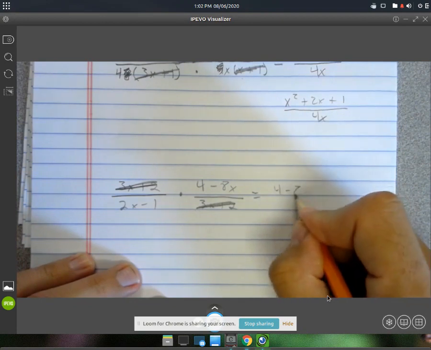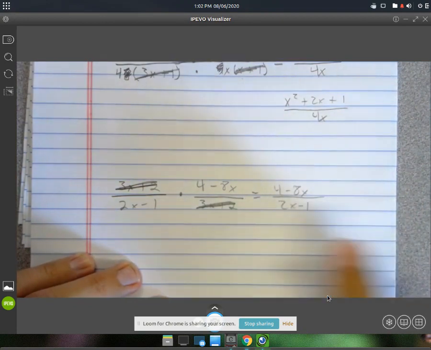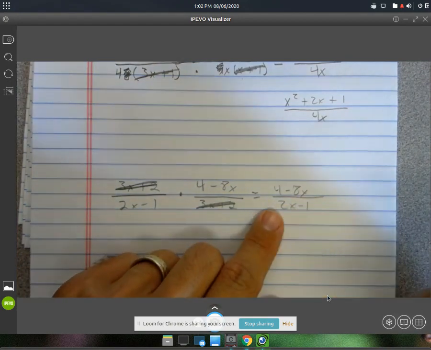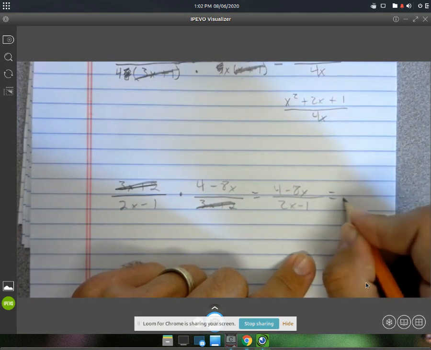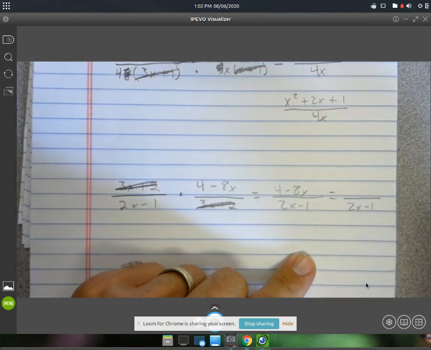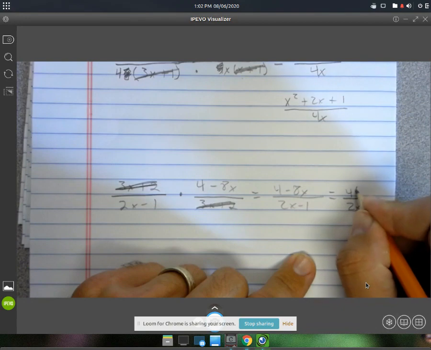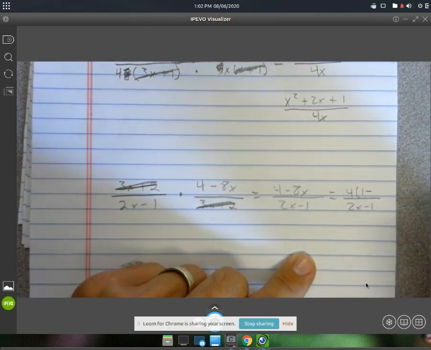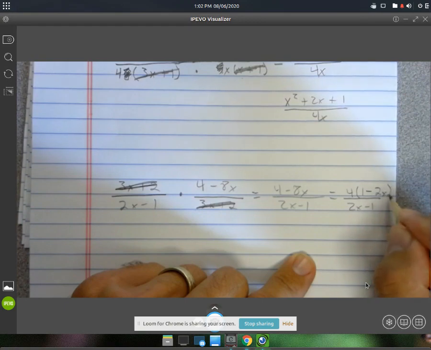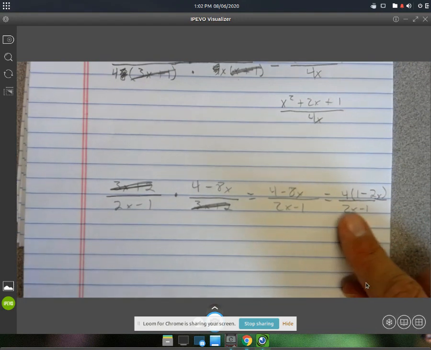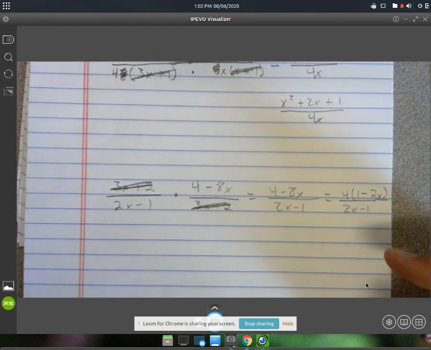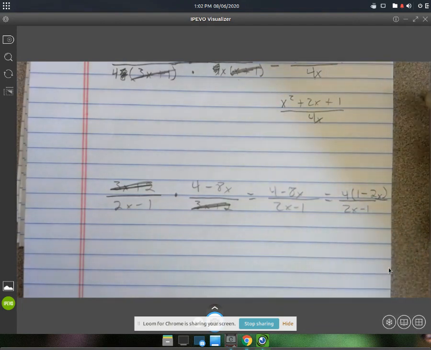We've got 4 minus 8x over 2x minus 1. 2x minus 1 will not factor. This will factor. You can take a 4 out of both terms. So we'll still have our 2x minus 1. And up there, if we factor out a 4, this is going to be a 1 and a minus 2x. Now you see these two factors are actually really close to each other. Instead of 2x minus 1, it's 1 minus 2x. The trick, whenever you have something like that, is you can actually factor out a negative 1 out of the numerator.